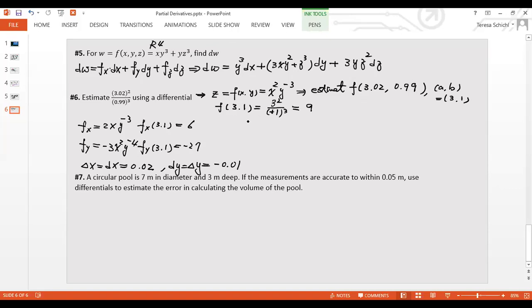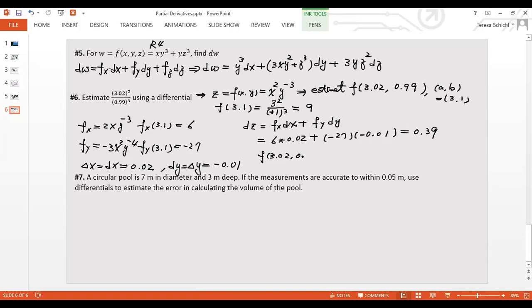Okay, so now I know dz. Let's try it one more time. It's f sub x dx plus f sub y dy. So this will be 6 times 0.02 plus negative 27 times negative 0.01. All right, so dz is equal to 0.39.